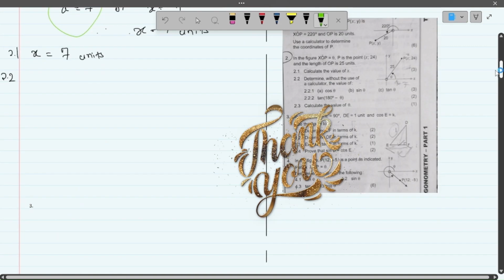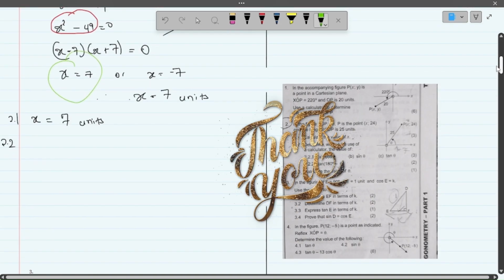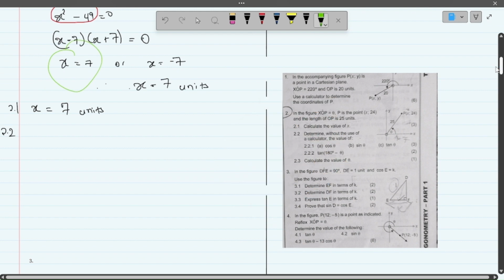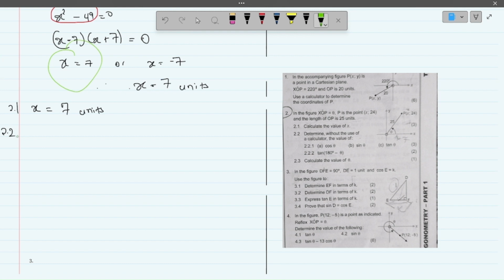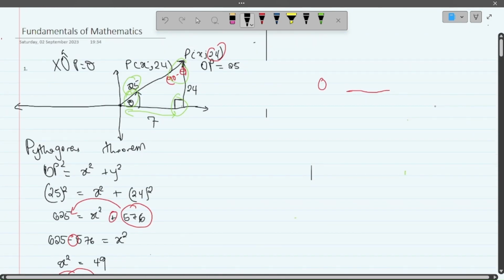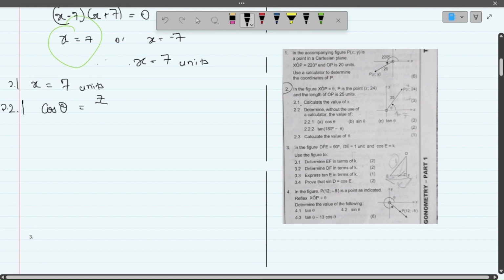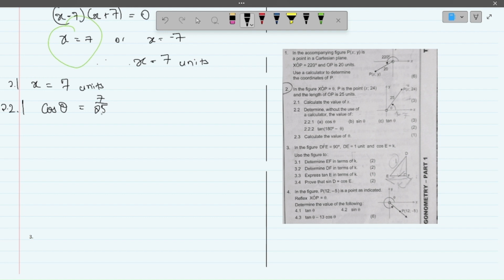Okay. So now it says determine without a calculator the value of 2.2.1, the cos theta. So cos theta is gonna be what? It's gonna be 7 over 25 units. Yes, 7 over 25 units.